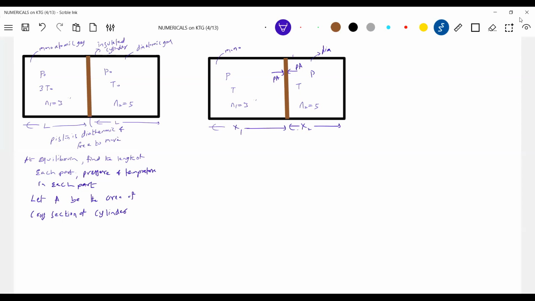Okay, now in the left part, this is the final situation. This is the initial. Okay, left part. In the left part, shall we apply that number of moles should be conserved? So P naught AL by R into 3T naught should be equal to pressure PA times volume of gas in the left part AX1 by RT. So A gets cancelled, R gets cancelled. So P naught L by 3T naught should be equal to Px1 by T. Equation 1, agreed.